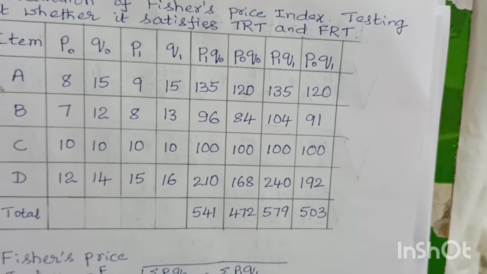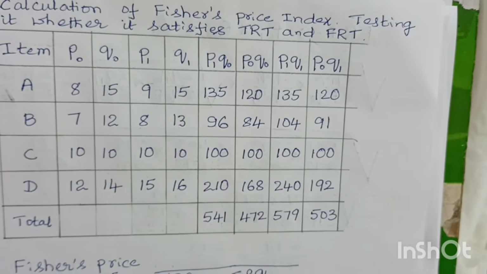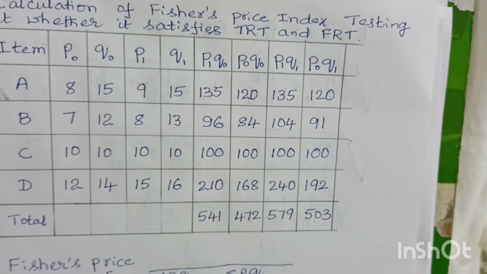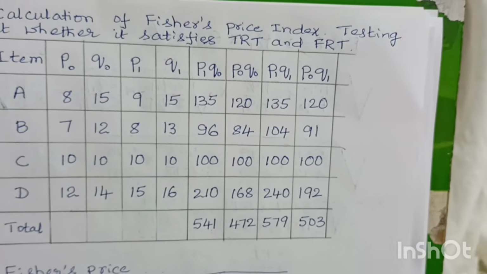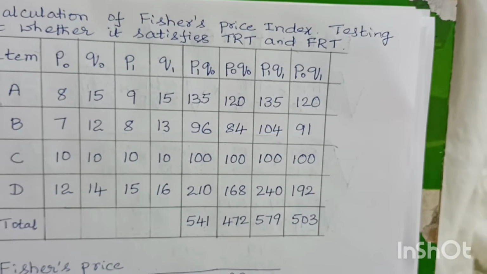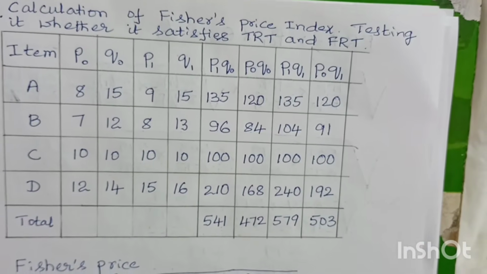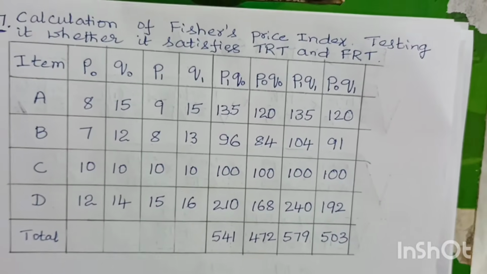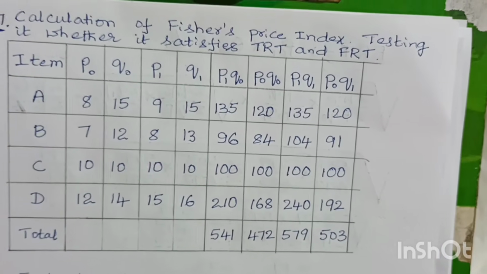Why? Because the formula for Laspeyres' price index is summation P1 Q naught divided by summation P naught Q naught. So when you add it, you will get the summations here. So in that order we have to write. And second one, for Paasche's price index, the formula is summation P1 Q1 divided by summation P naught Q1. So that's why you write it in that order. It will always be useful for you, and it is easy to calculate all the index numbers. Okay. So now we have calculated the products.